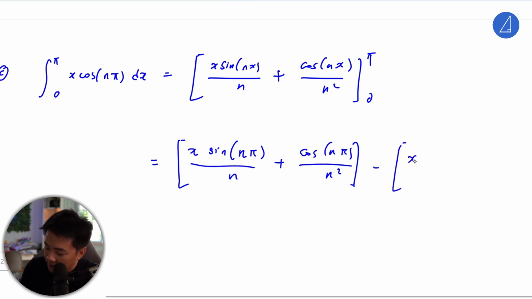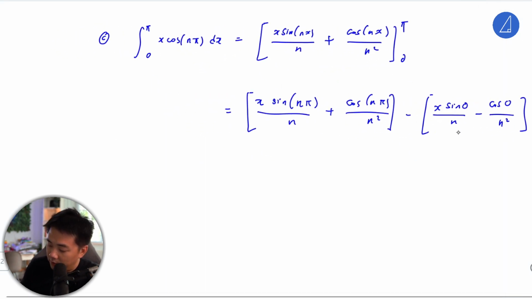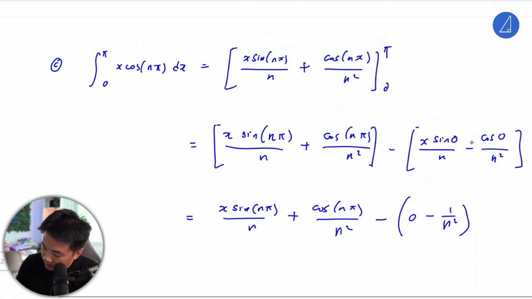Then minus of x sine 0. Sine 0 is just 0, then cosine 0 is just 1. We can substitute here, but the problem is the middle part. So the first part here: sine n pi over n plus cosine n pi over n squared, minus 0, minus 1 over n squared. Sorry, this is plus. Okay, great.